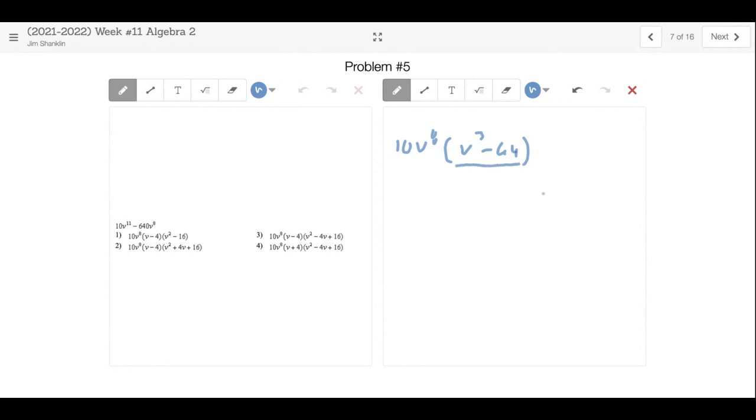Looks like the difference of cubes. My a term is v. My b term is 4. Now it's just plugging it into the formula. So it's a minus sign, so this is going to be v minus 4, and then v squared plus 4v plus, what is that, 16? Boom. Whenever there are 2 terms, it should be fairly easy to do. Okay, so what is my answer here? Is that B or number 2? Yep.